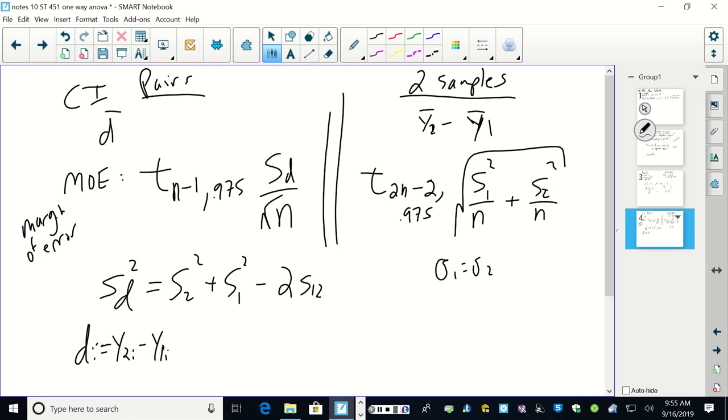This S12 is the covariance of those, because they're not independent measurements. The pairing means there's a non-trivial covariance. And in most of our applications, we're going to have a positive covariance. So we're adding these two variances together, but we're subtracting twice the covariance. So this S sub d, if there's a large covariance, might go down. So we have a difference in degrees of freedom in here, and we have this thing that might be going down.